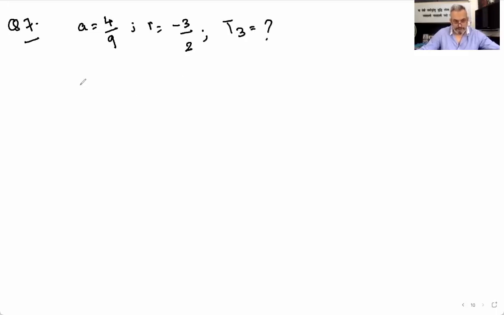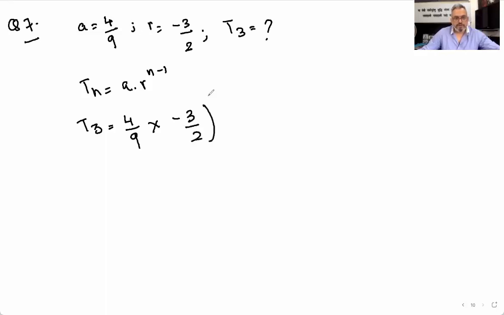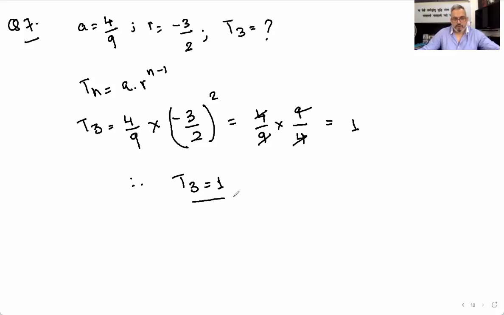So let's find it. Tn is equal to A into R raised to n minus 1. So T3 is equal to 4 by 9 into R, which is minus 3 by 2, whole raised to 3 minus 1, which is 2. That is equal to 4 by 9 into 3 threes are 9 by 4, 2 twos are 4, which is equal to 1. Therefore, T3 is equal to 1. Answer.